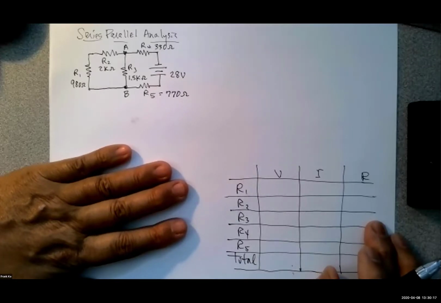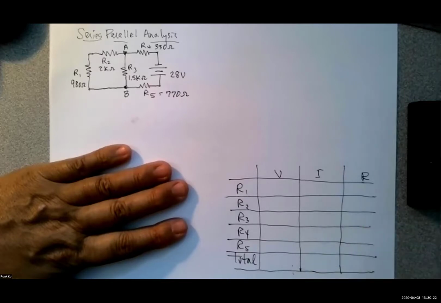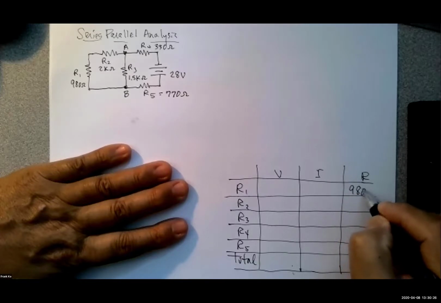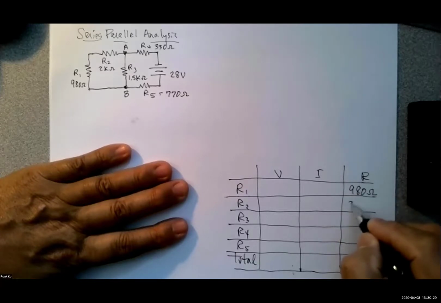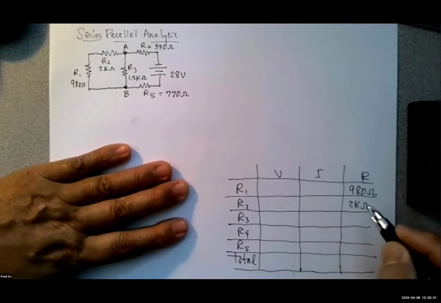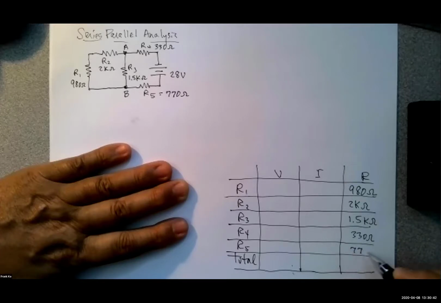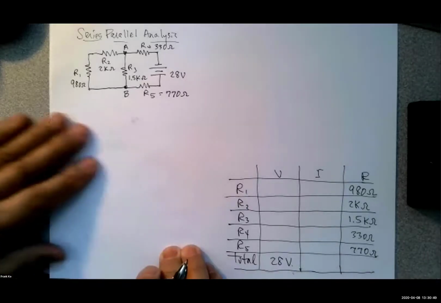So is the focus good that everybody can see the values? Okay, I will reiterate down here, my R1 is 980 ohms. My R2 is 2 kilo ohms. My R3 is 1.5 kilo ohms. My R4 will be 330 ohms. My R5 is 770 ohms. My starting voltage is 28 volts. There you go.